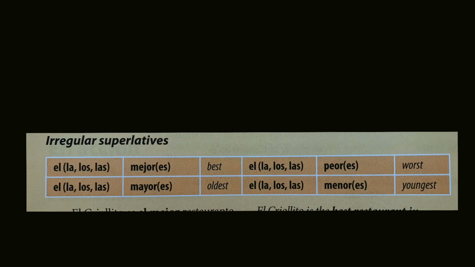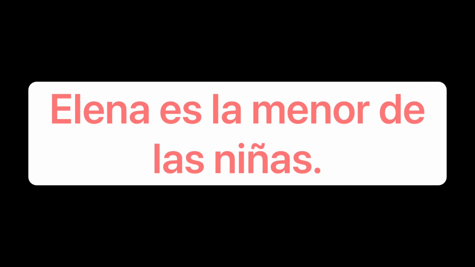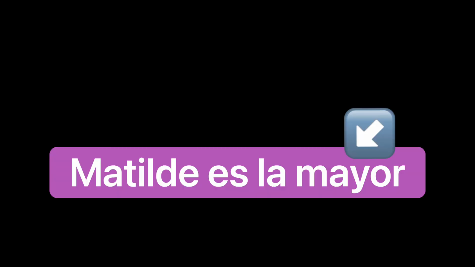Also remember, we use the word menor for youngest and mayor for oldest. For example, Elena es la menor de las niñas. Elena is the youngest of the girls. Here is another example using mayor. Matilde es la mayor. Matilde is the oldest.